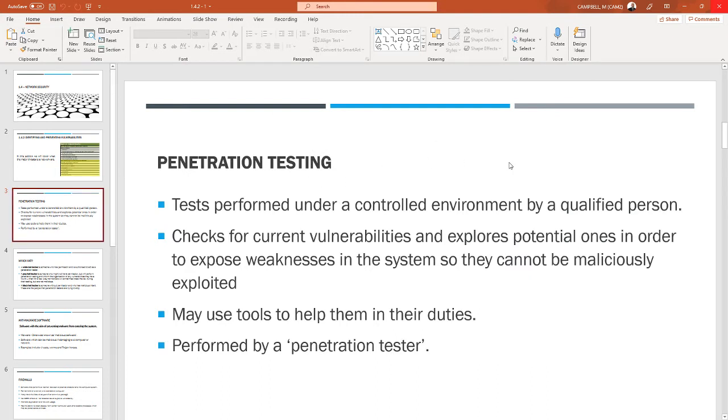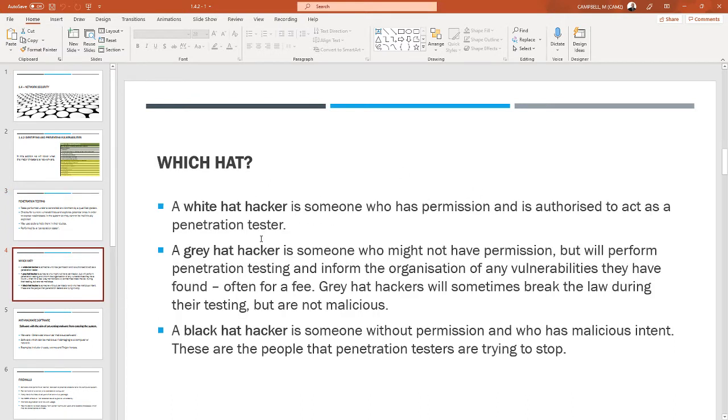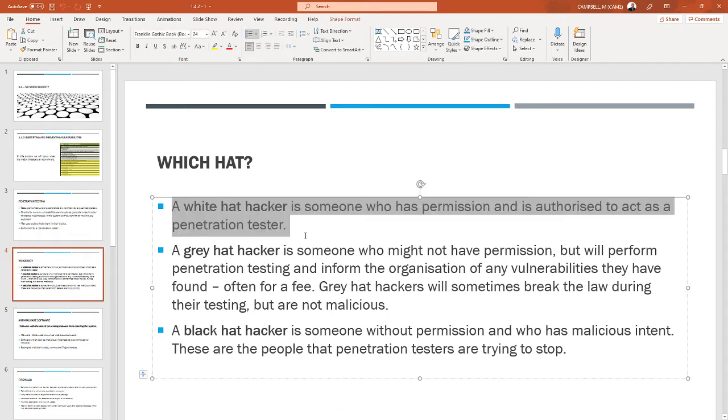Penetration testing is where you hire someone or you perform some tests under a controlled environment, normally done by a qualified person. You will probably have heard of black, white and grey hackers, and this is part of the white hat hacking job. A white hat hacker would be employed to try and hack into the system, and then they would find weaknesses and suggest ways to improve them. So that's what a white hat hacker does. They've got permission to do it, they've been authorized, and they're getting paid to do it, I'm assuming.